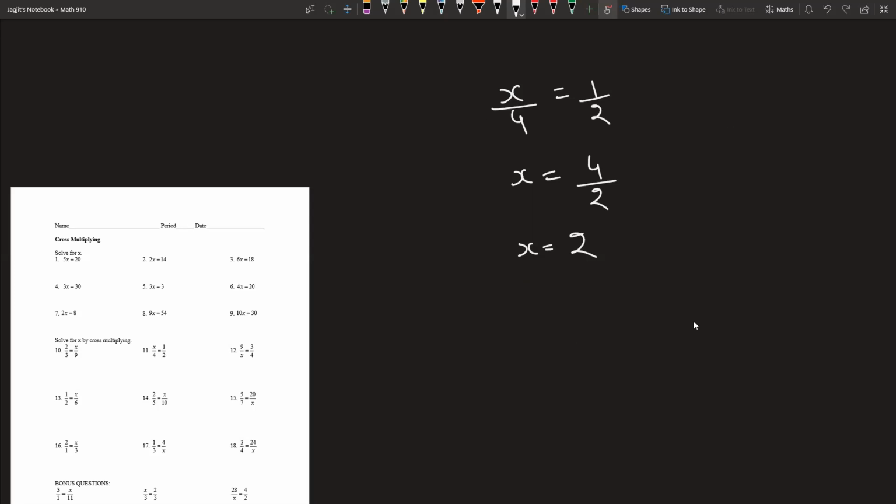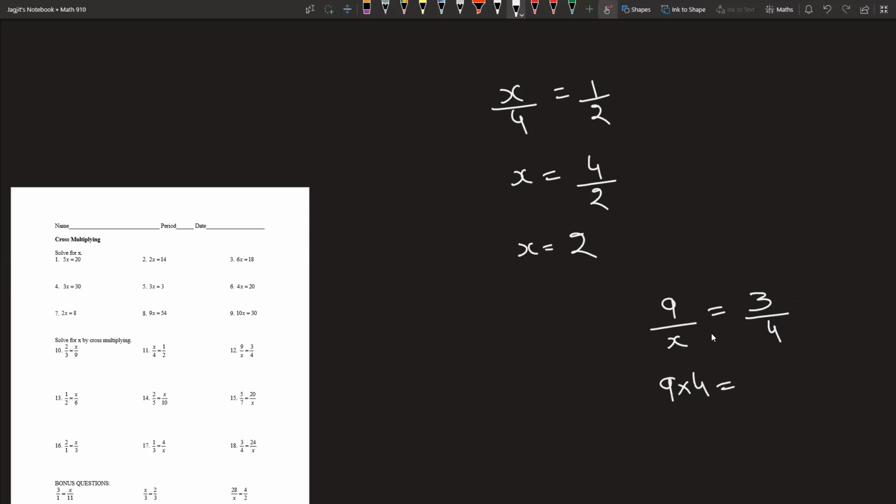Understood? If I had given you 9 over x is equal to 3 over 4. Now, guys, this is interesting. I'm trying to find x, but x is at the bottom. So I can't solve for x as long as it's at the bottom. Cross multiply. I got to bring it to the top. This x is going to go across right there. This 4 is going to go across right there. And then this 3 can come back across like that.